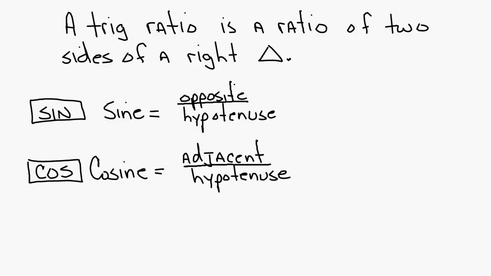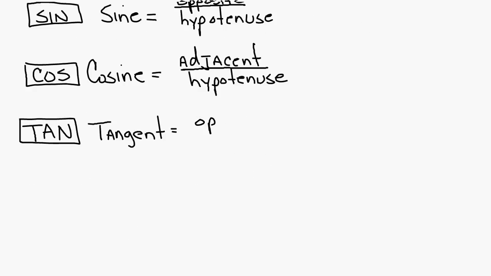And the third ratio is, the button on the calculator is tan, and that's short for tangent. And tangent of an angle is equal to opposite over adjacent, or the length of the side opposite the angle over the length of the side that is adjacent to the angle.